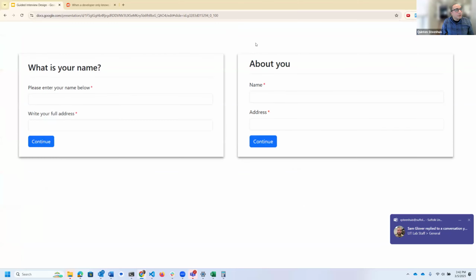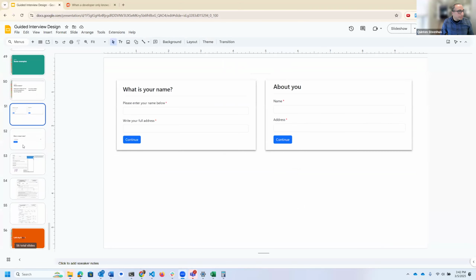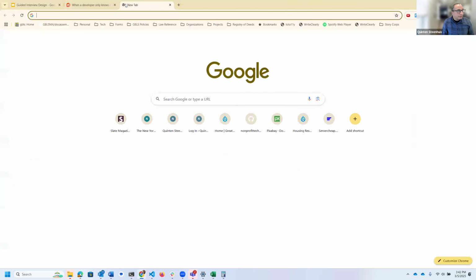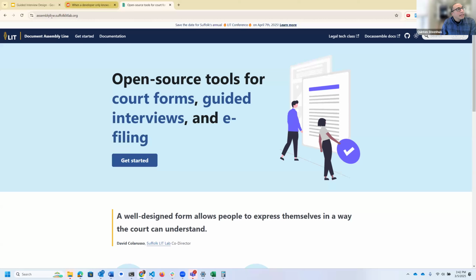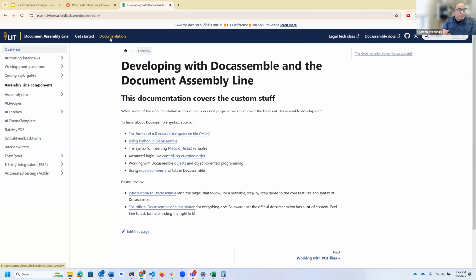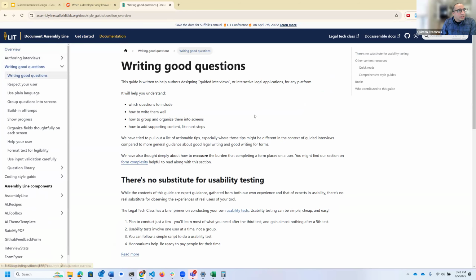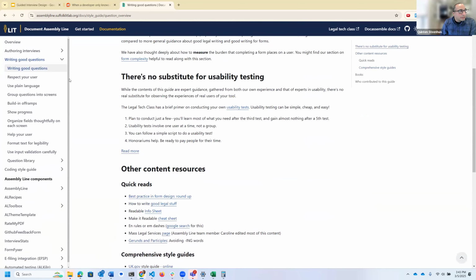I want to show you one more thing. We're almost done with the examples, but I still don't think it's helpful for us to go through all of them. Here is our website, assemblyline.suffolklitlab.org. We've been gathering all of these helpful tips on our website. If you go to the documentation tab and then click on writing good questions, I want you to use this as a resource.